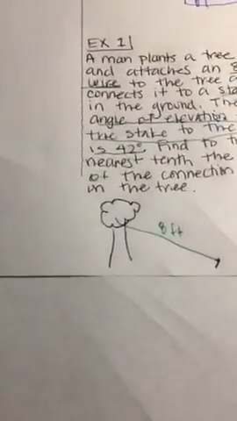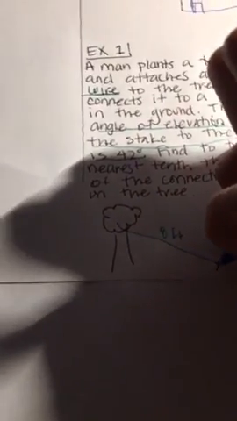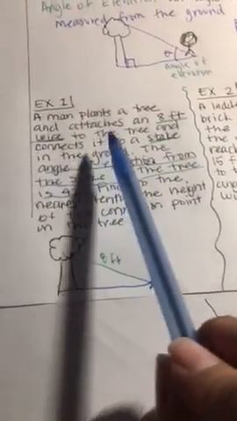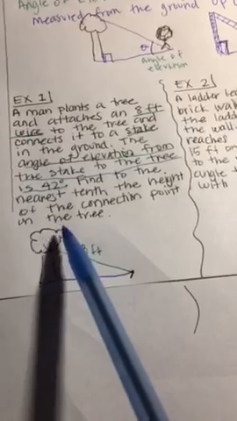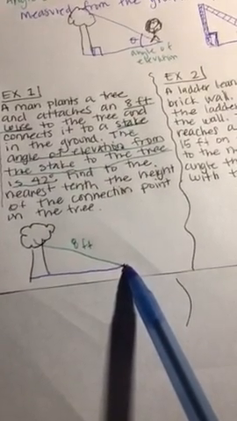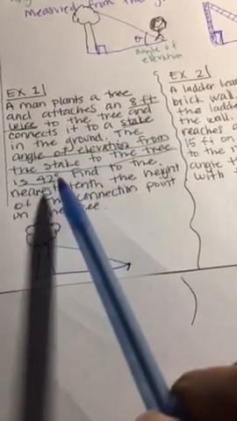That's my 8-foot wire. I'm going to label this because I know that this is 8 feet. And obviously this is my ground here. They didn't mention that, but I know that's the ground. So far, a man plants a tree and attaches an 8-foot wire to the tree and connects it to a stake in the ground. That's what we have so far. The angle of elevation from the stake to the tree is 42 degrees.